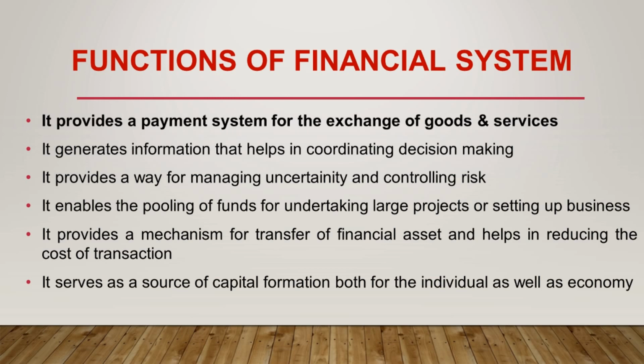Thus it provides a payment system for the exchange of goods and services. Yeah, so the financial system acts as a payment system for the exchange of goods and services. Right, because when a financial system comes into existence, there is an exchange of the financial assets. An exchange process is taking place. As I talked about the supply and demand, so there is an exchange happening. And what does the financial system do? It provides you a payment associated with that exchange.